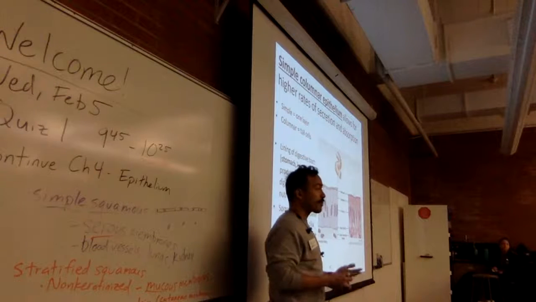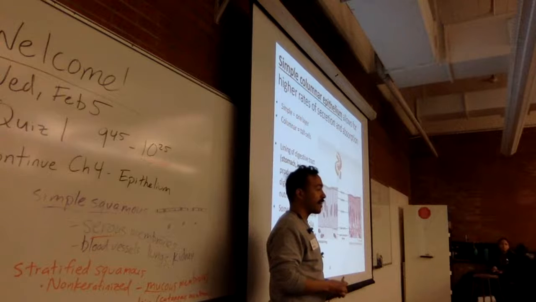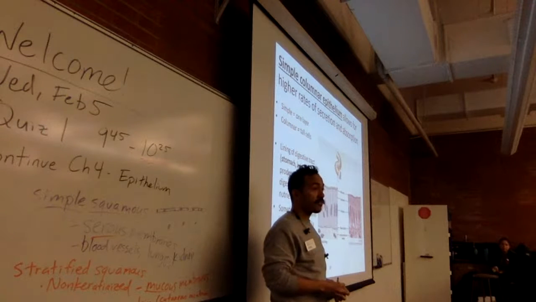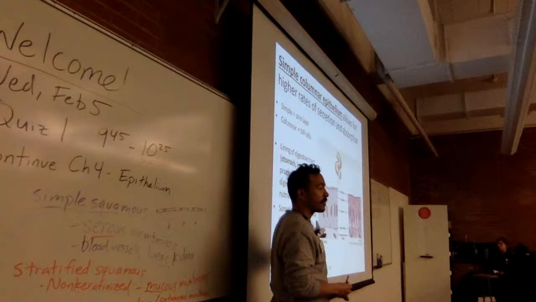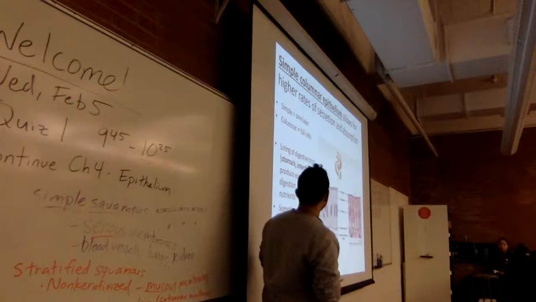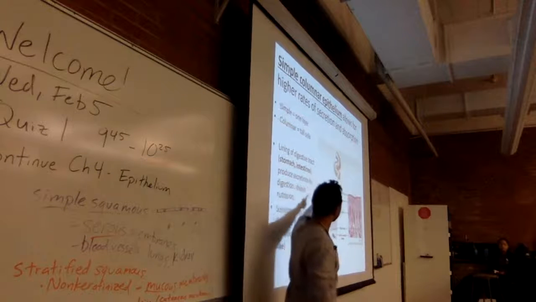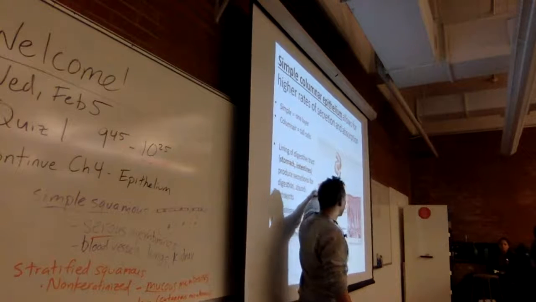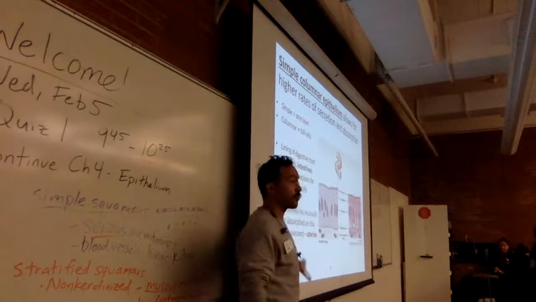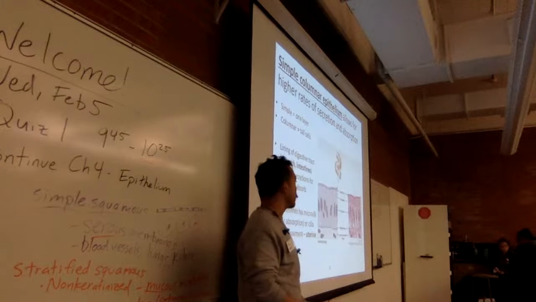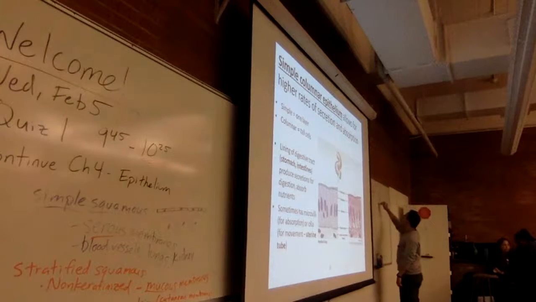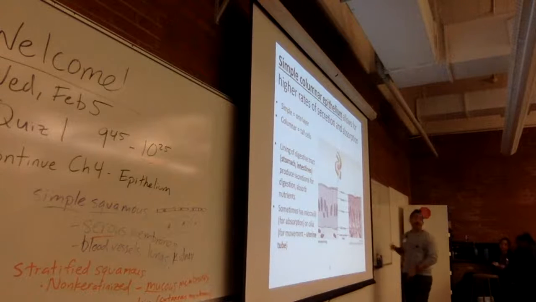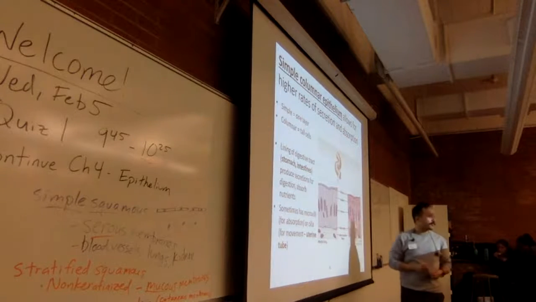Also, remember we talked about cilia and microvilli and stereocilia, those apical adaptations? They're typically found on simple columnar, typically. There's one exception, we'll get to that in a minute. So for example, microvilli are found in the intestines on the apical side. Cilia are found in the uterine tubes on the apical side. Questions on simple columnar?